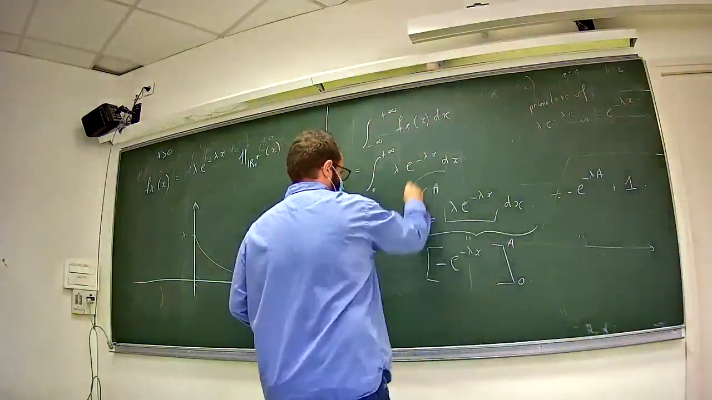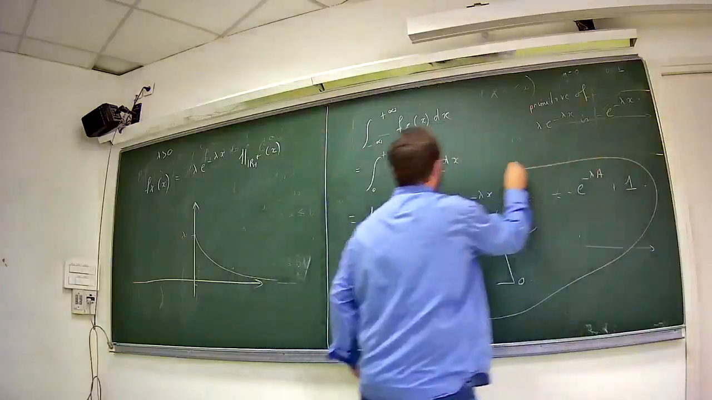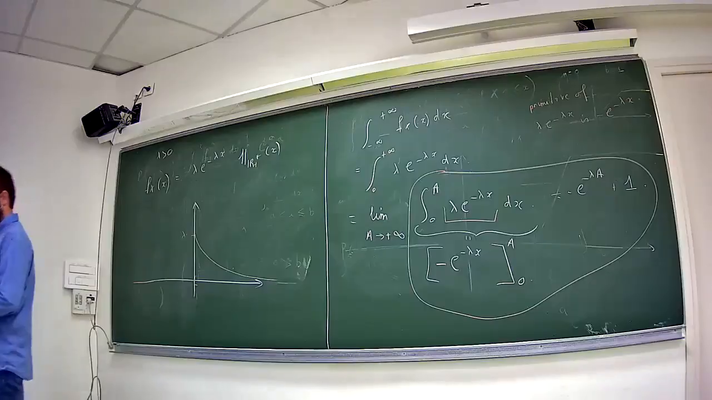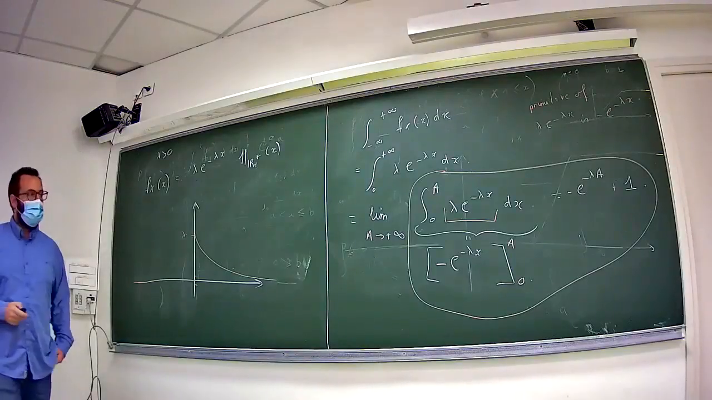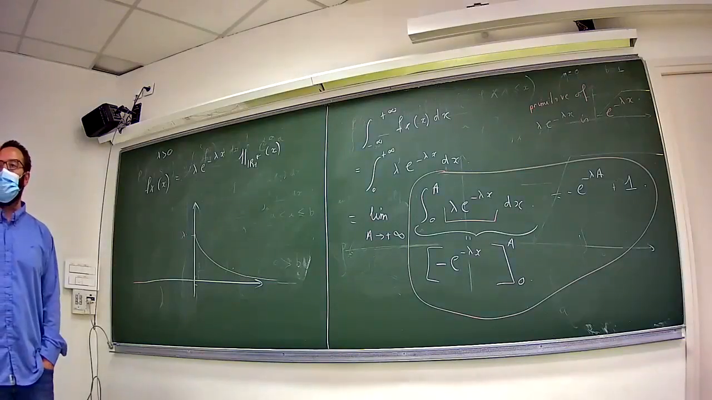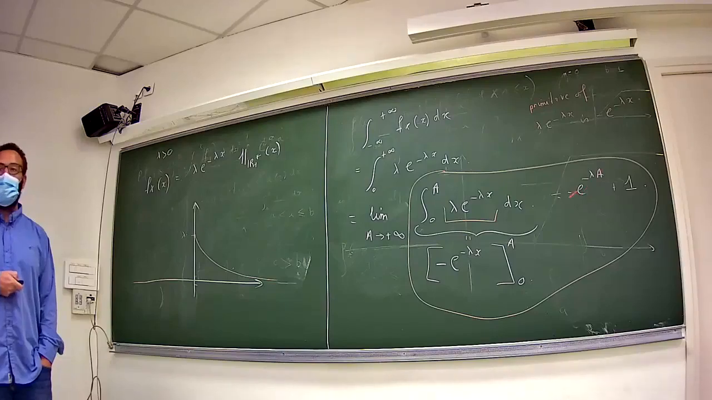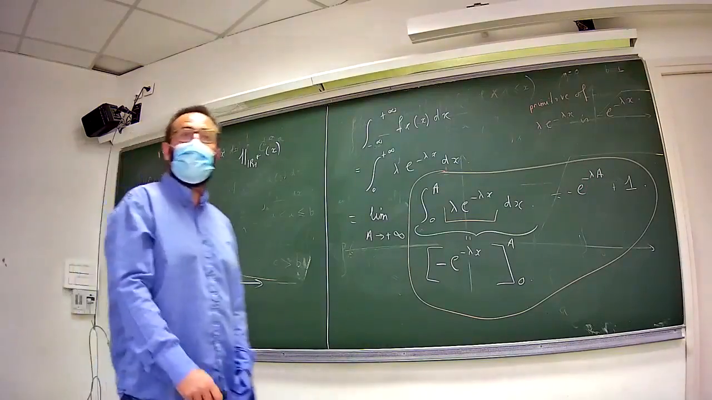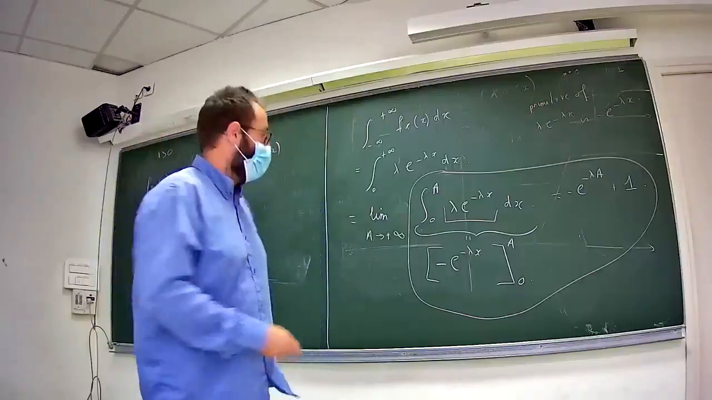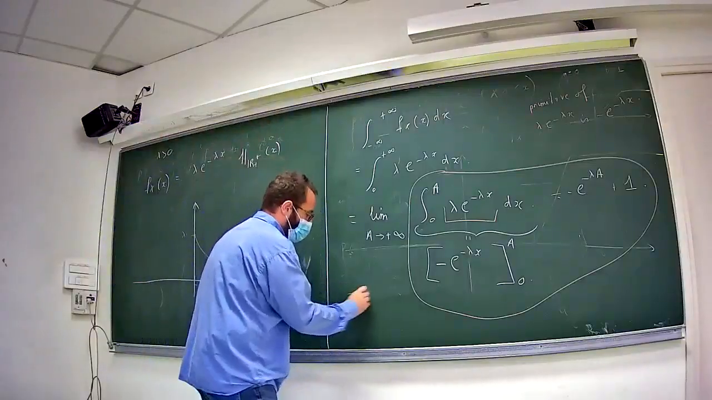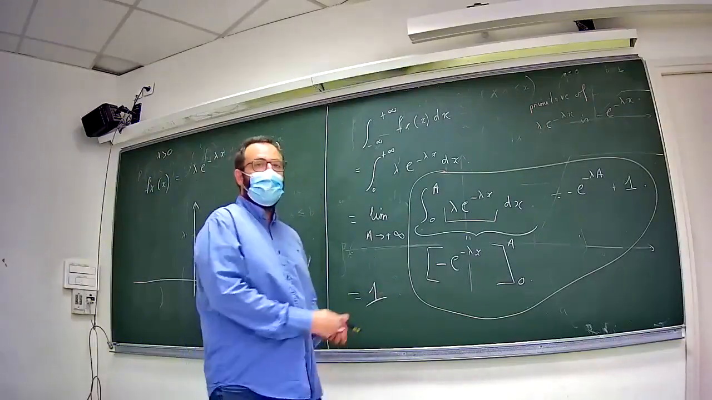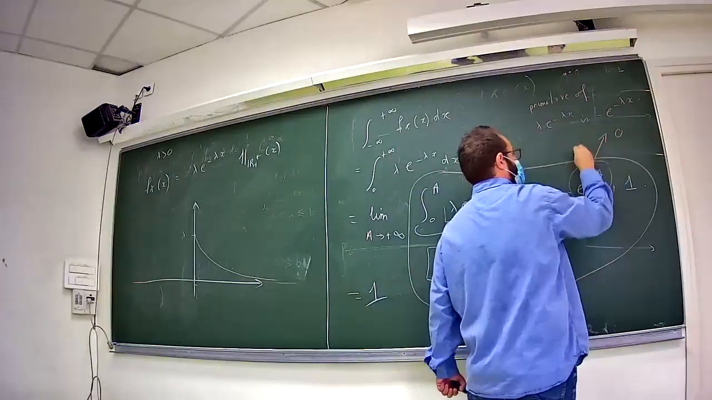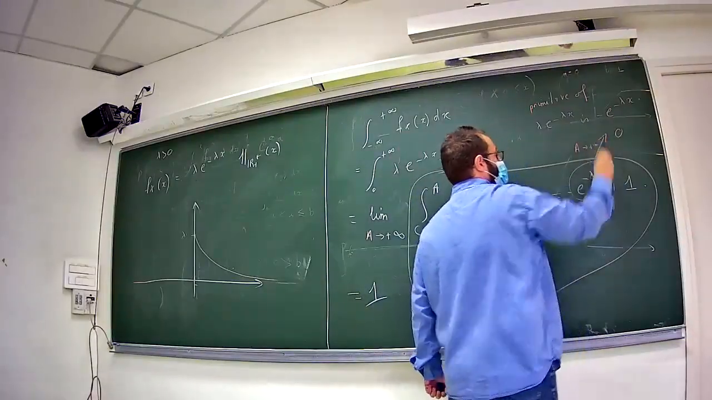So this one is equal to this one. And I am interested in the limit when A goes to plus infinity. What happens for the limit when A goes to plus infinity? You have a negative exponential here because lambda is strictly positive, and the limit of a negative exponential in plus infinity is 0. So of course, at the end, I obtain an integral equal to 1, because this one goes to 0 when A goes to plus infinity.